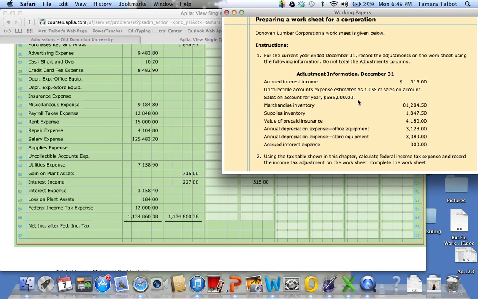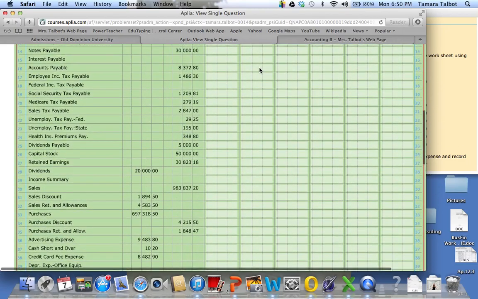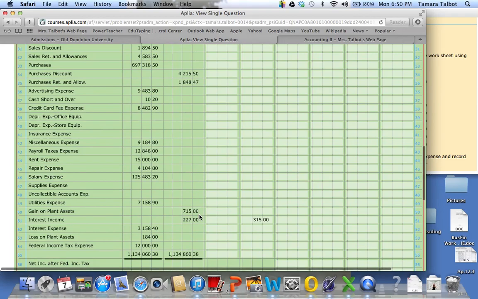Uncollectible accounts expense estimated 1% of sales on account. Sales on account for the year were $685,000. So this says 1% of sales. So we'll take this times 1%. So that would be 6850, right? Because we'll just move the decimal over too. And we'll debit our uncollectibles, which is down at the bottom.